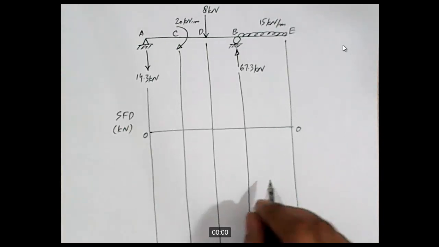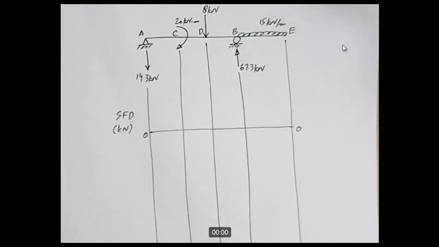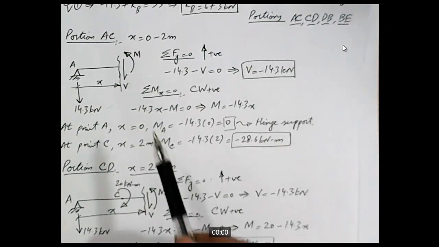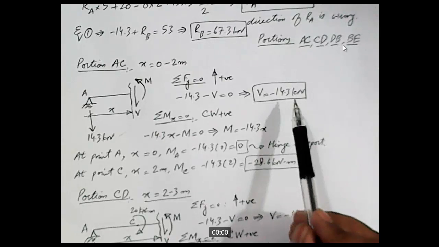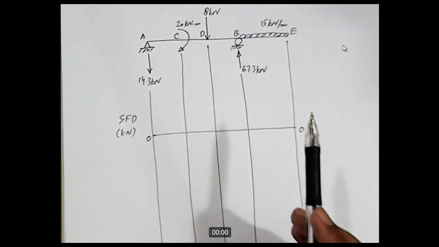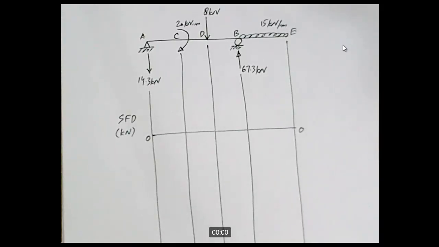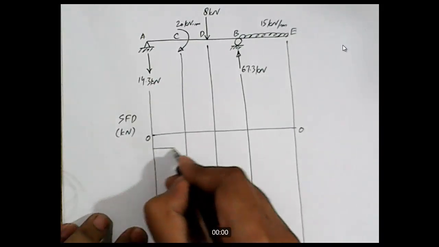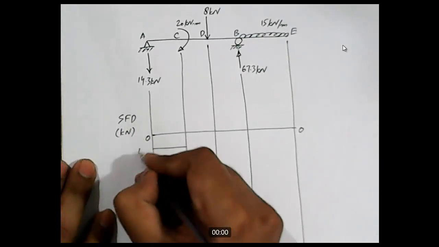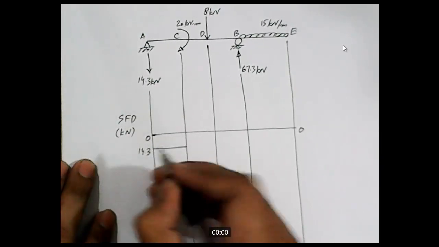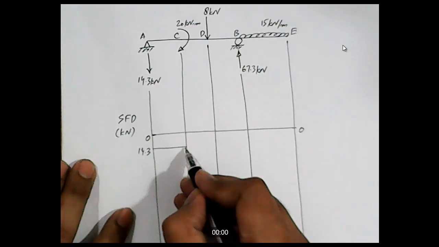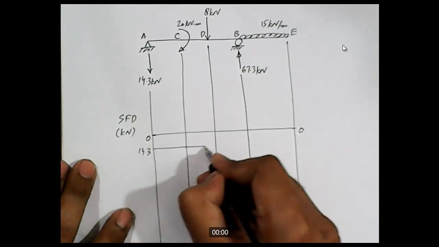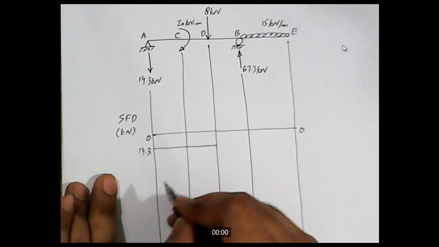Okay, so how much is the value of shear for portion AB? Let's go back to our calculations. For portion AC, the value of shear is constant and it is minus 14.3 kilonewton. This is 14.3 and it is on the negative side of 0, on the downward side of 0. And what is the value of shear for portion CD? It is again 14.3. There is no change, so we'll just continue with the same straight line.